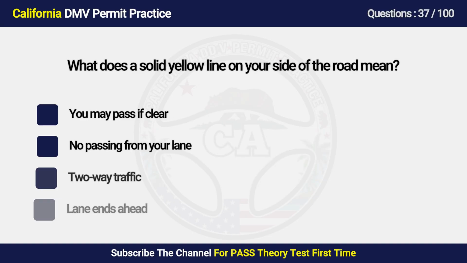Question 37. What does a solid yellow line on your side of the road mean? A. You may pass if clear. B. No passing from your lane. C. Two-way traffic. D. Lane ends ahead.